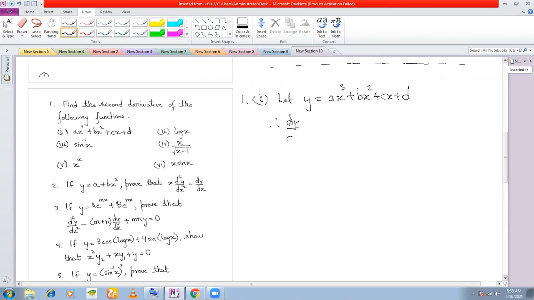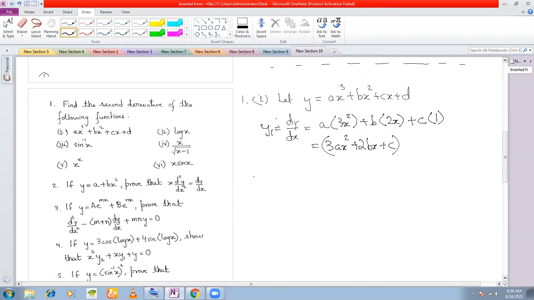Therefore dy/dx is equal to, if you differentiate this, let's write this separately first. a is a constant, you keep it out of the differentiation, differentiate x cube to get 3x square. b is a constant, you keep it out, differentiate x square to get 2x. c is a constant, you keep it out and differentiate x to get 1. So ultimately you get 3ax square plus 2bx plus c.